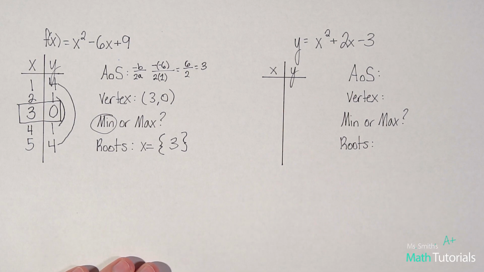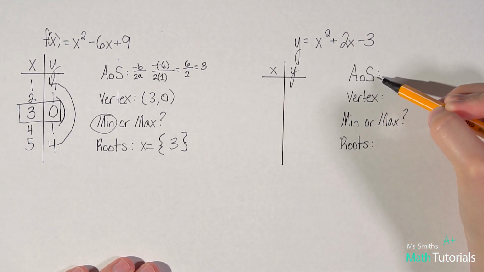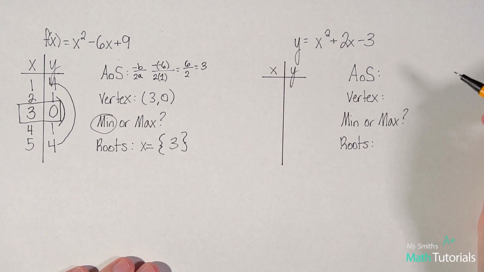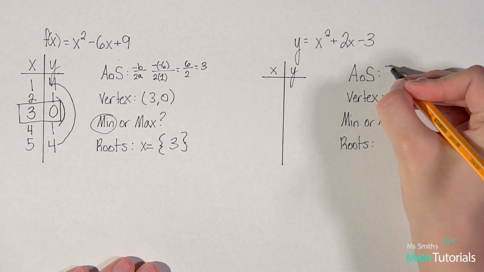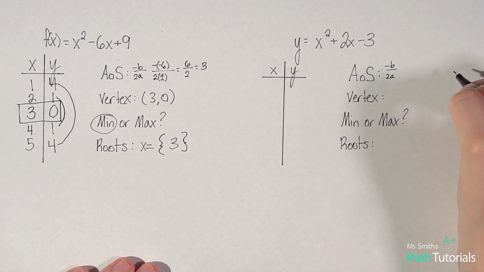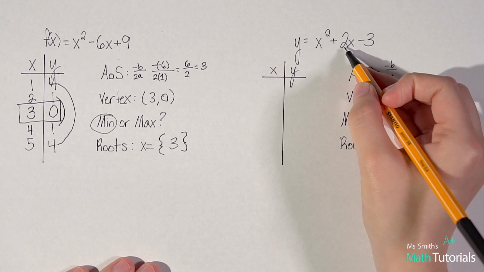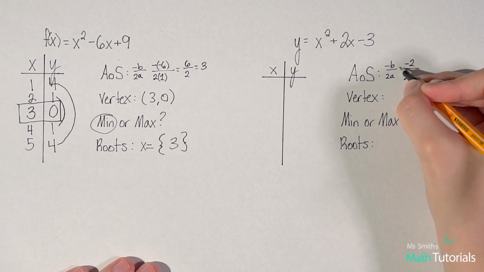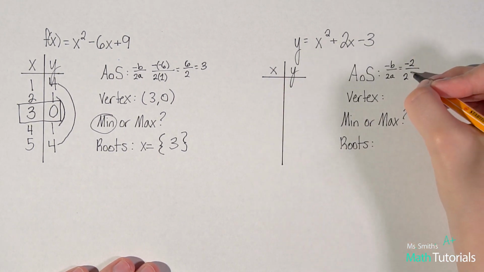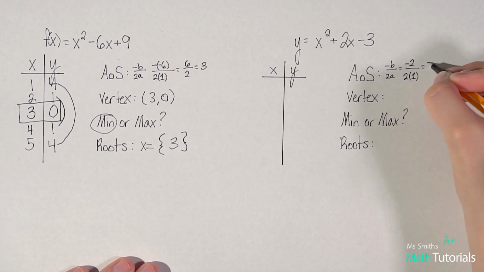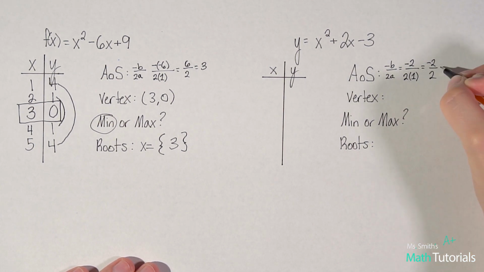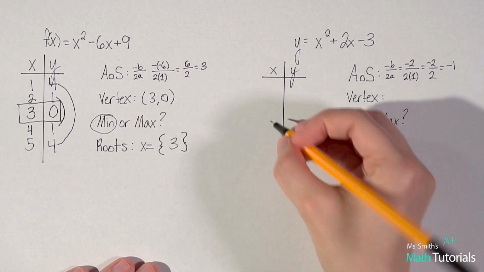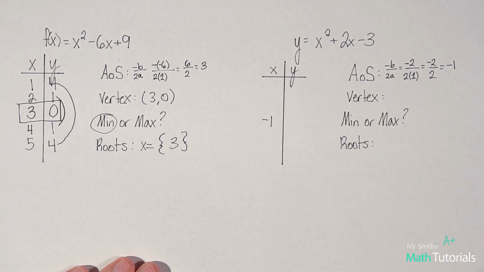Okay, let's look at this example. I need to know my axis of symmetry, vertex, min or max, and my roots. So let's go ahead and figure out the axis of symmetry. We're going to use that formula, negative b over 2a. My b this time is positive 2, so it's negative 2 over 2 times a, and a is just 1. Negative 2 divided by 2 times 1 is negative 1. So there's my axis of symmetry. That's what I'm going to build my table off of.